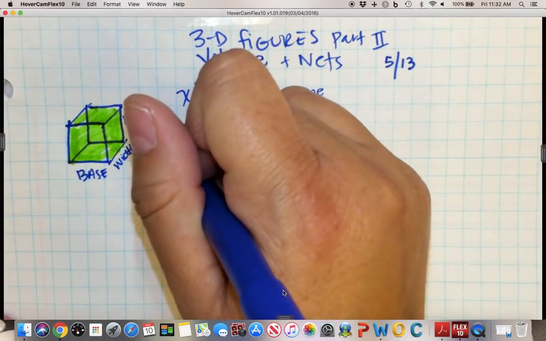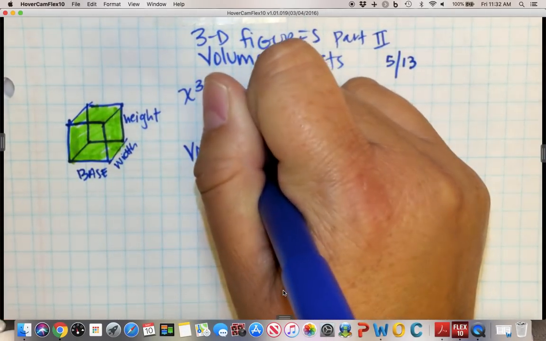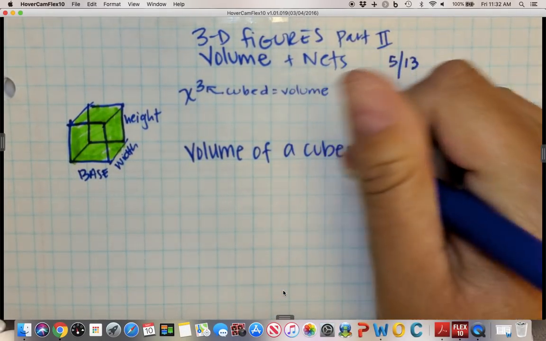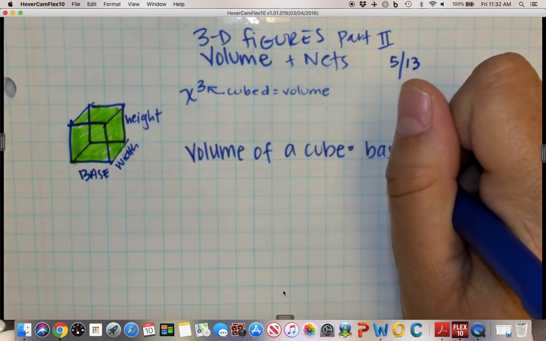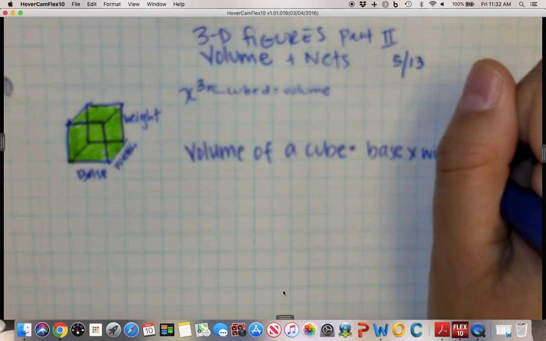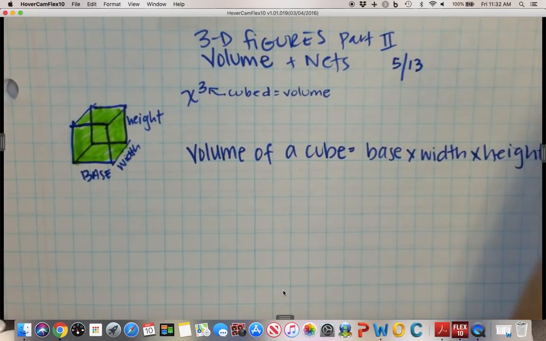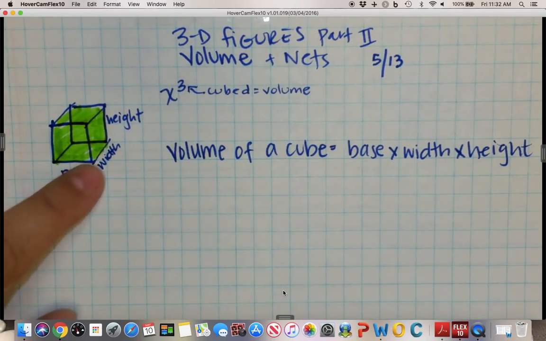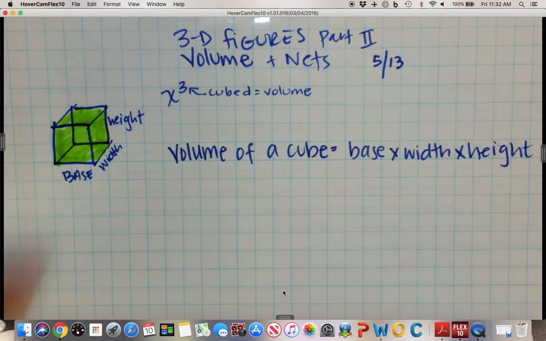So the volume of a cube is base times width times height. And if you think about it, it's also edge times edge times edge, like we learned. With a cube, all of the sides will be the same.